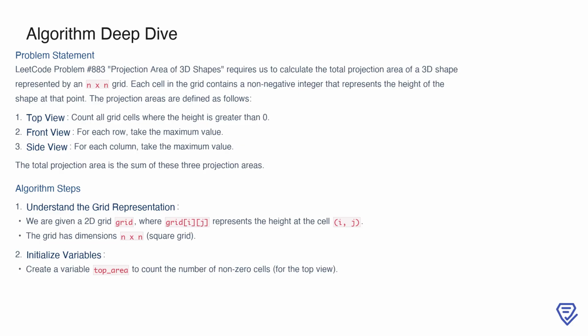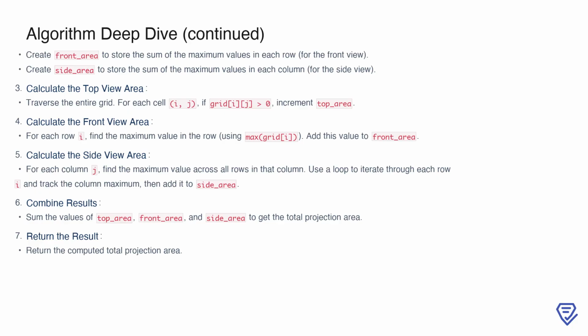Let's break this down into a sequence of clear steps, starting with how the grid is represented and the variables we need to initialize. We begin by understanding the grid representation. The input grid is a 2D list where grid[i][j] represents the height of the shape at position i, j. Since the grid is square, its dimensions are nxn. To calculate the areas, we initialize three variables: top_area to count non-zero cells for the top view, front_area for the sum of maximum heights in each row, and side_area for the sum of maximum heights in each column.